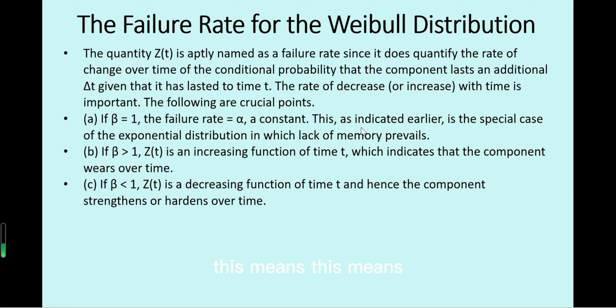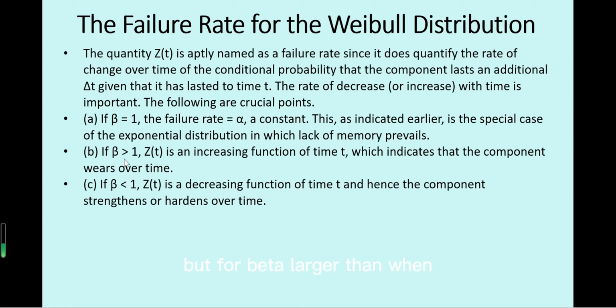This means, because beta equals 1 is the exponential distribution, for the exponential distribution, lack of memory, the failure rate is constant. No matter how long it has been used, 1 year, 10 years, it has survived. From this point, its failure rate is constant, unconditional on the time, how long it has survived, right? So exponential distribution has a constant failure rate at any time point.